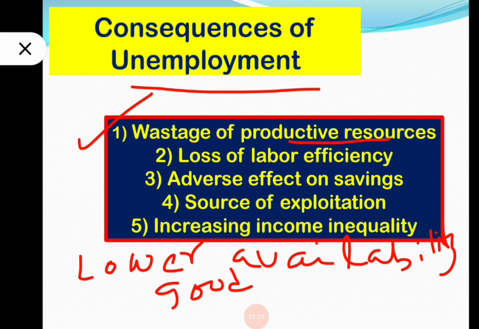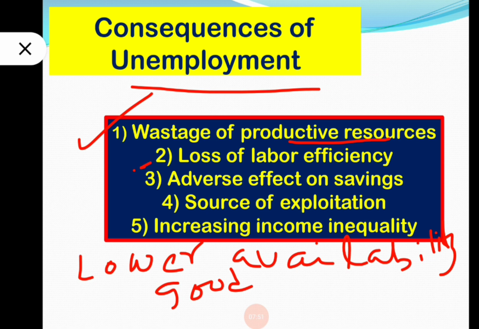Wastage of productive resources has three implications. The first implication, lower availability of goods and services to the people. Second implication, there is a dead loss of goods and services to the society. And the third implication, that is there is a colossal loss of not only the human labor but also of human capital. Okay, so I think this is clear, what is wastage of productive resources.